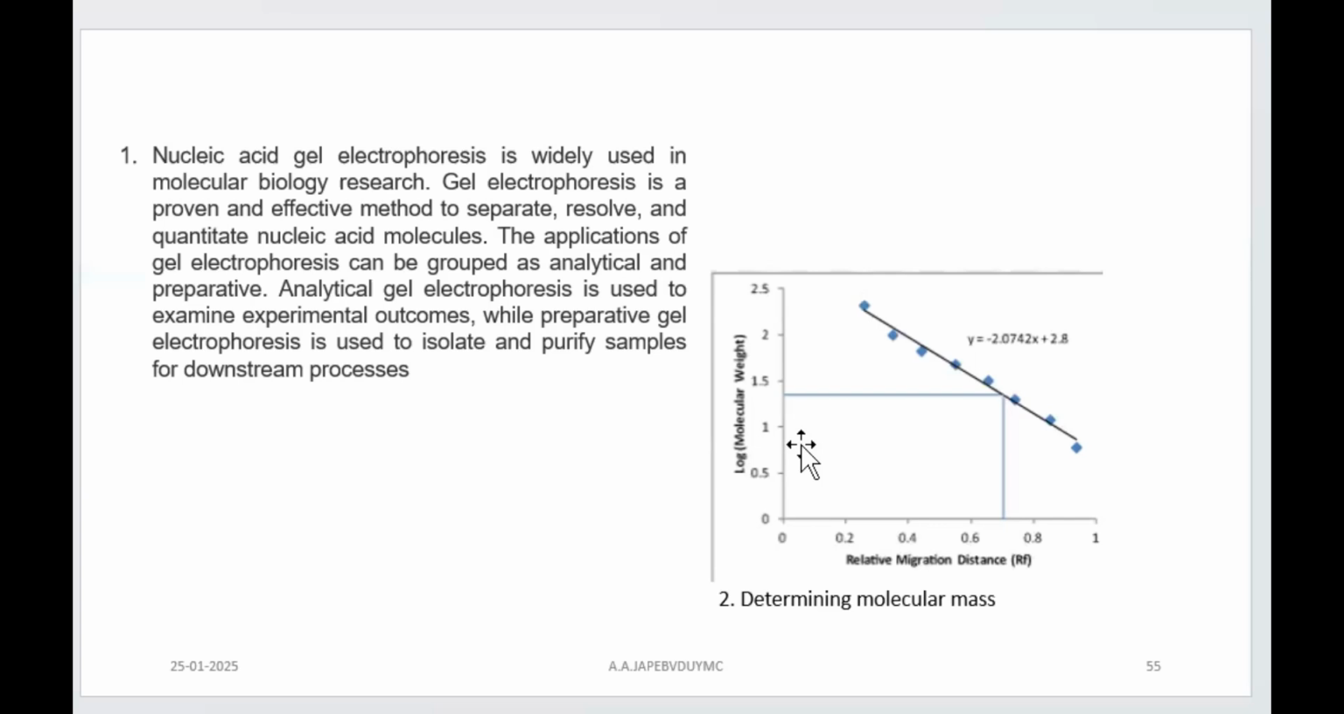You can see in this plot here, relative migration distance is one thing, and on the other side you have log molecular weight, right? As the log molecular weight increases, the mobility is going to be less, so the distance traveled will be less. And if the log molecular weight is less, the distance traveled will be high. That is how we get the relationship between molecular weight and mobility.